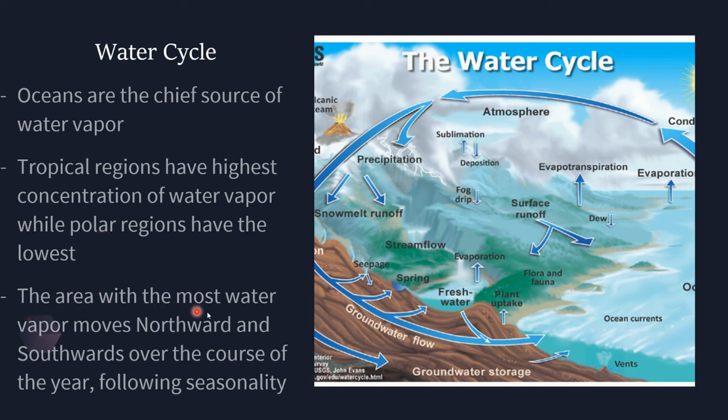And then the area with most water vapor moves northward and southward over the course of the year following seasonality. So based on the season, the water vapor will either go northward or go southward. So the water vapor actually moves this way. I will show you some animation about that, where you will be able to see that throughout the year water vapor actually moves in this direction, the way I'm moving my pointer, up and down this way. I will definitely show you that one in the lab tour.